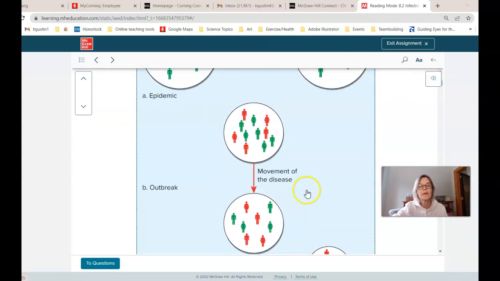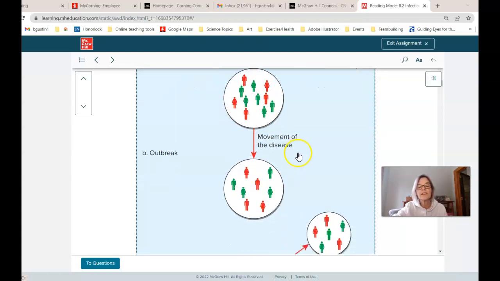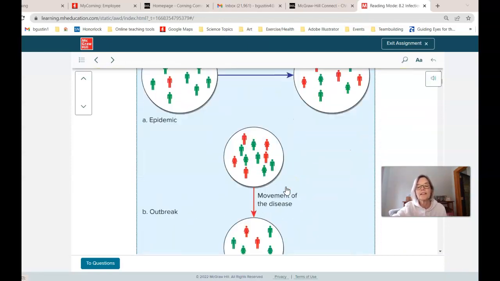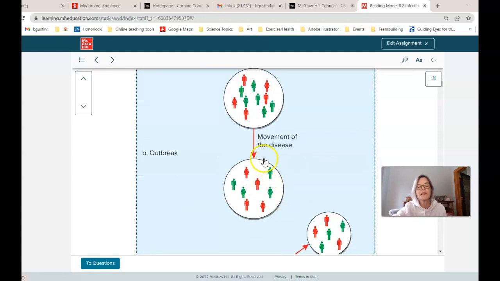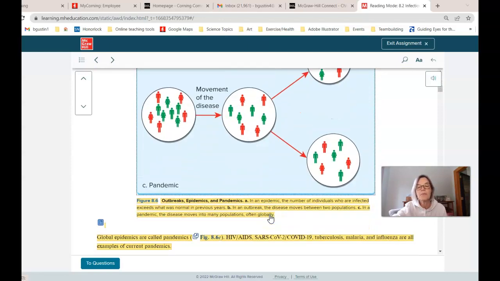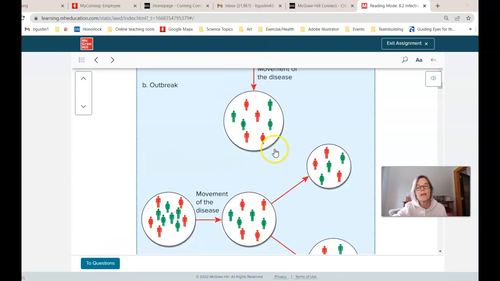If there's an area where people have a certain disease and the disease moves to another population, we can say that there's an outbreak. So it's similar to an epidemic, but it's talking about the movement of the disease from one population to another. So in an outbreak, the disease moves between two populations. In an epidemic, the number of individuals who are infected exceeds what's normal in previous years.